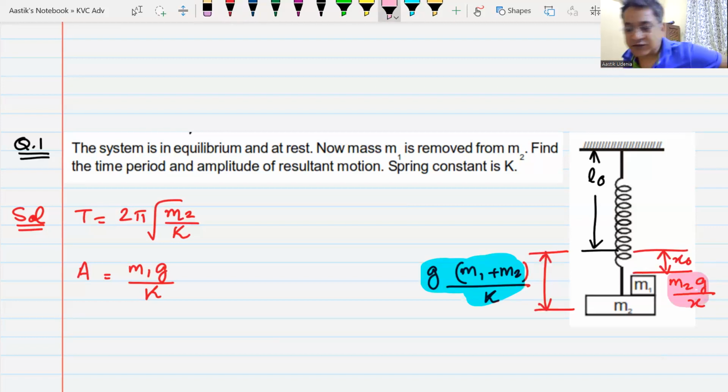You subtract the extreme position from the mean position, or the mean position from the extreme position. You will get the amplitude. The amplitude is m1g by k. We understood this question? Yes or no? Yes, sir.